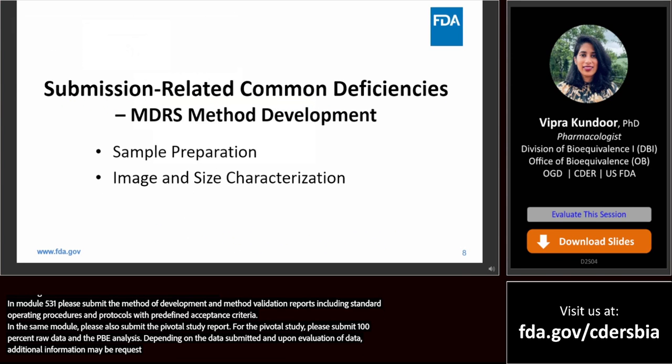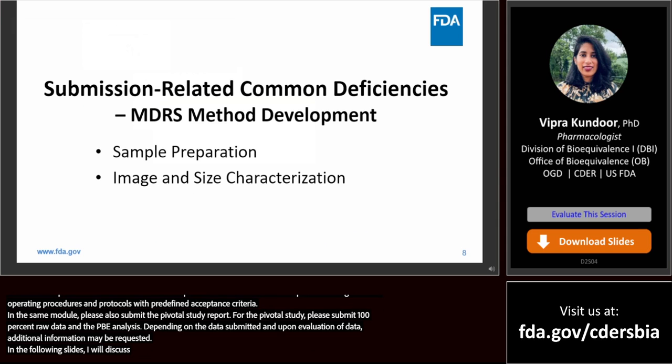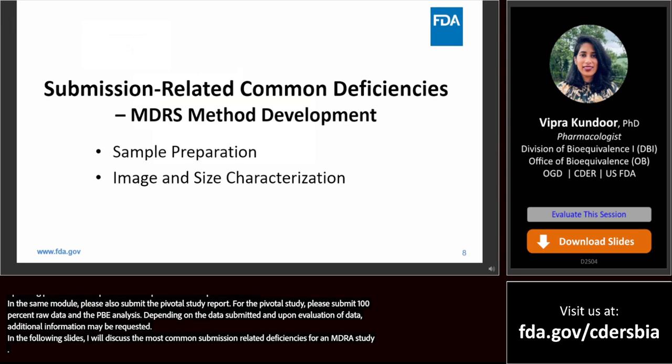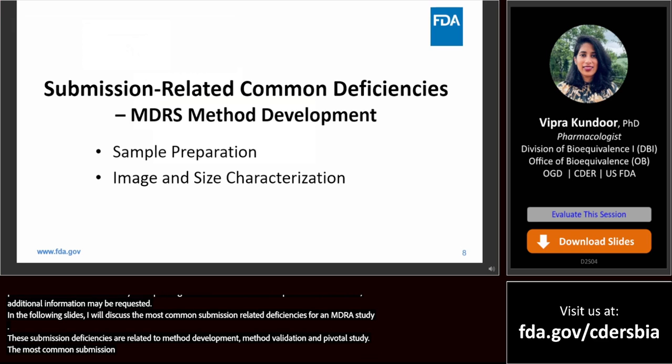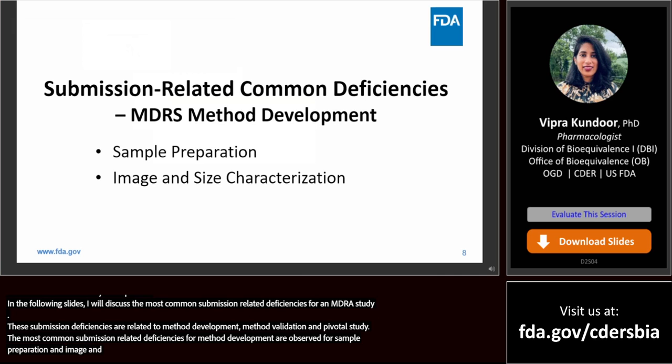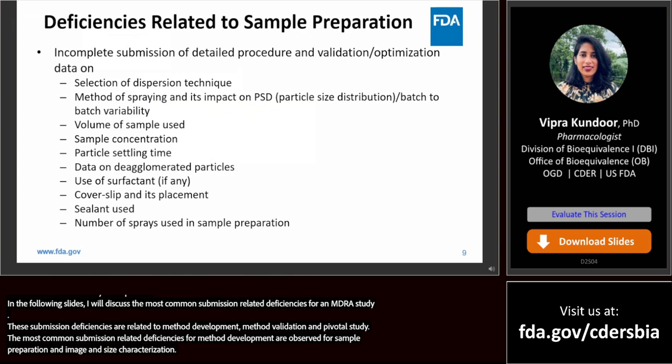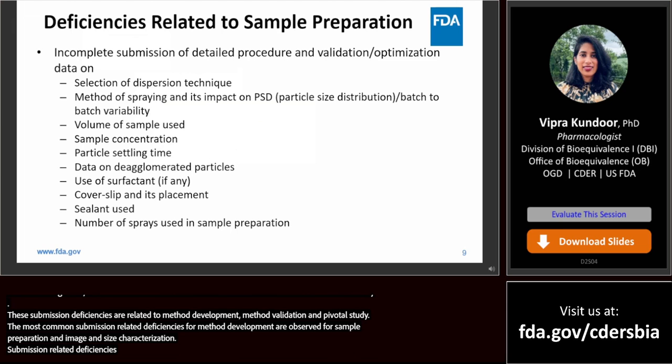In the following slides, I will be discussing the most common submission-related deficiencies for an MDRS study. These submission deficiencies are related to method development, method validation, and pivotal study. The most common submission-related deficiencies for method development are observed for sample preparation and image and size characterization. Submission-related deficiencies for sample preparation are mostly related to incomplete submission of detailed procedure and validation data.